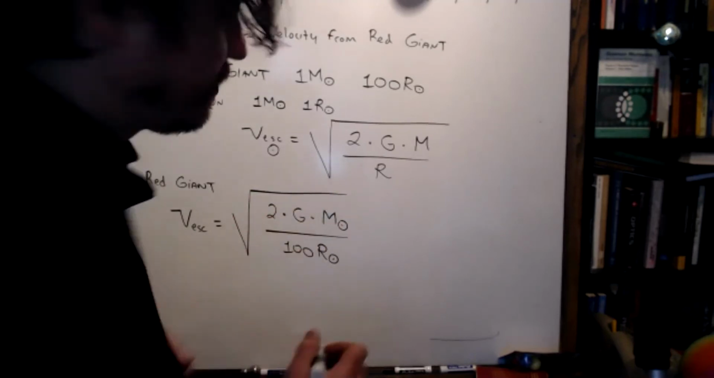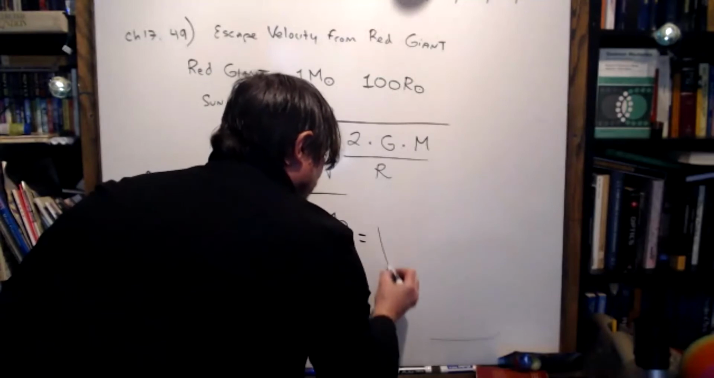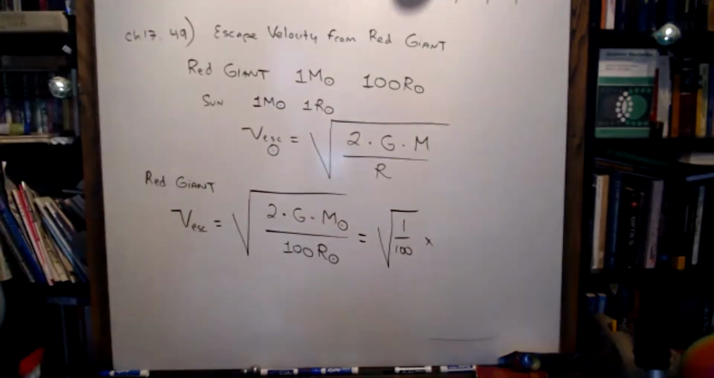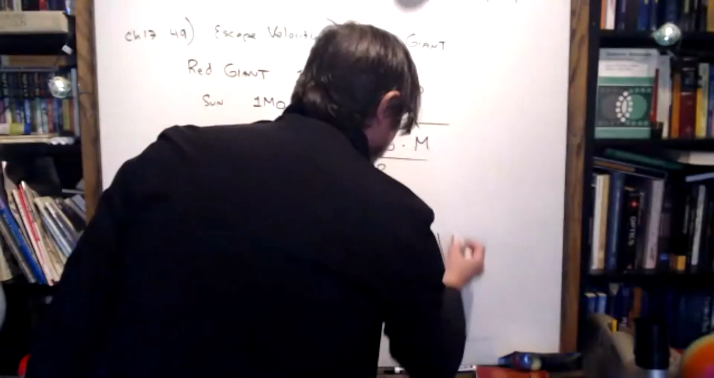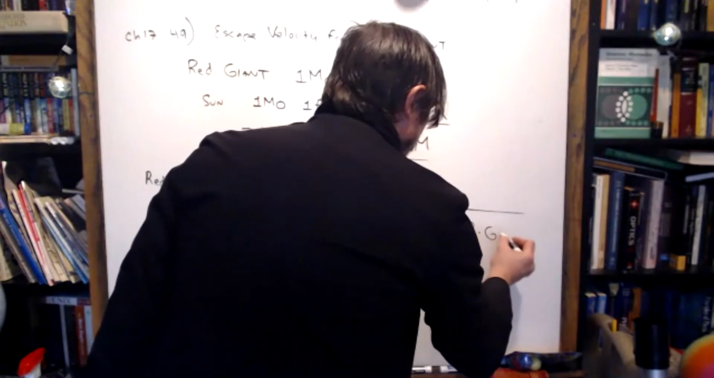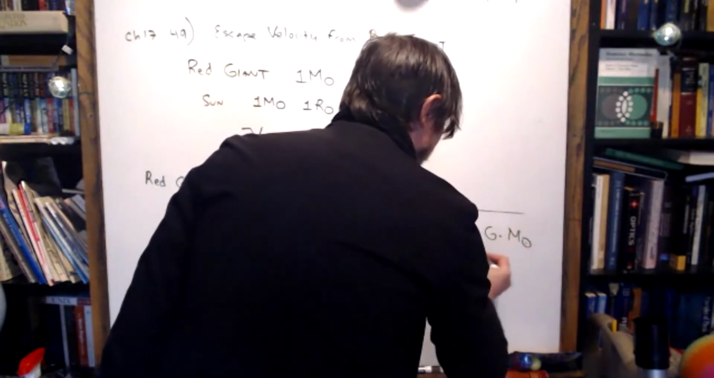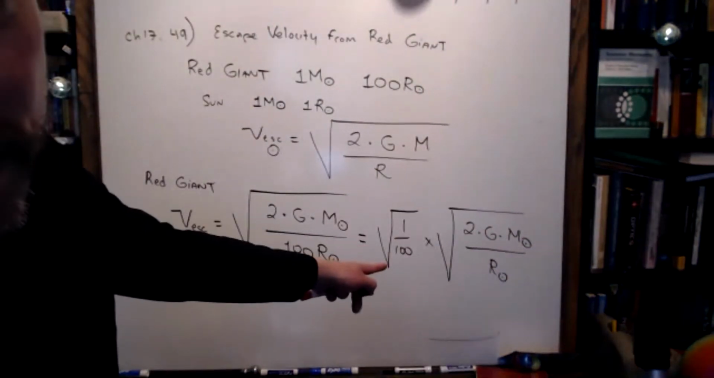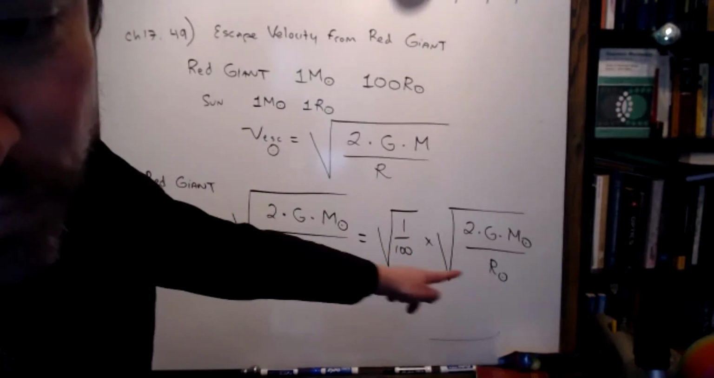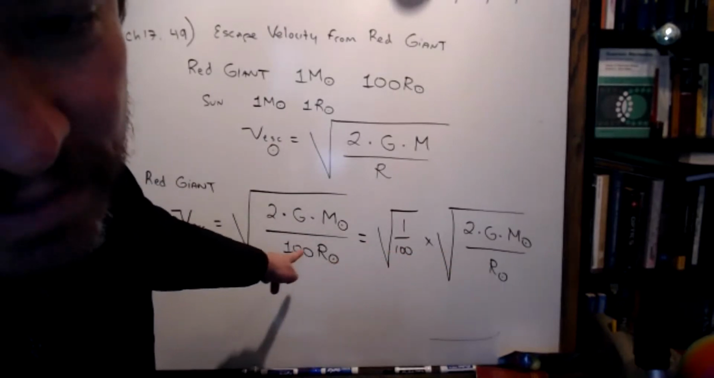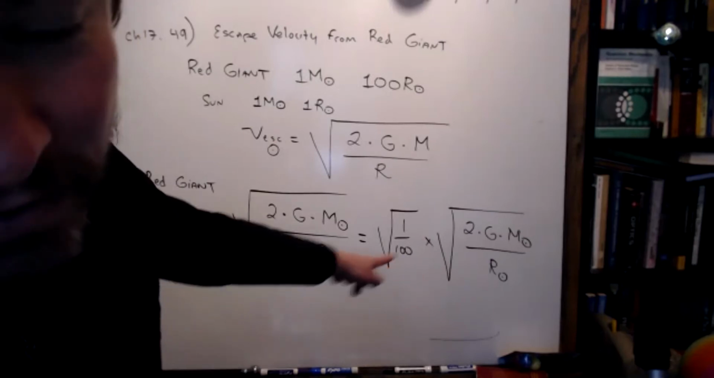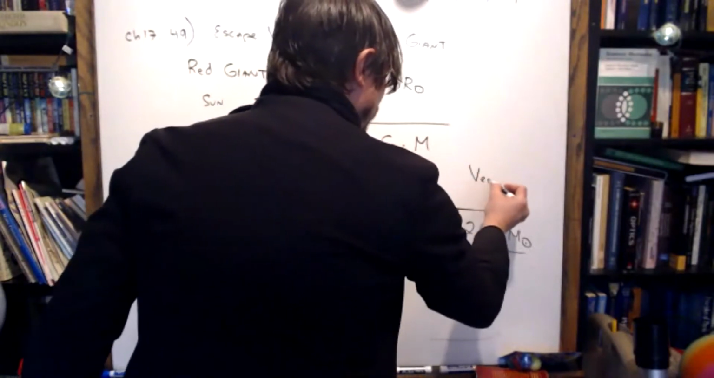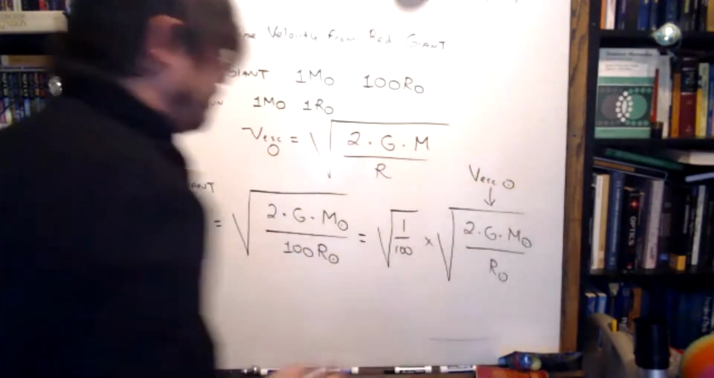So let me rewrite this a different way using algebra. I'm going to write this as the square root of 1 over 100, and this is totally valid by the rules of algebra, times the square root of 2 times G times the mass of the sun over the radius of the sun. All I did is I used the associative rule of multiplication to pull out the radical 1 over 100. I basically pulled out the square root of 100 on the bottom outside so that you could see that this here is just the escape velocity of the sun, which we just computed.